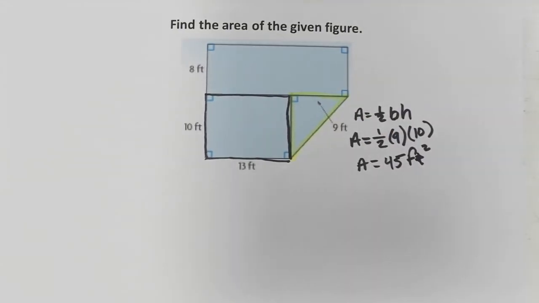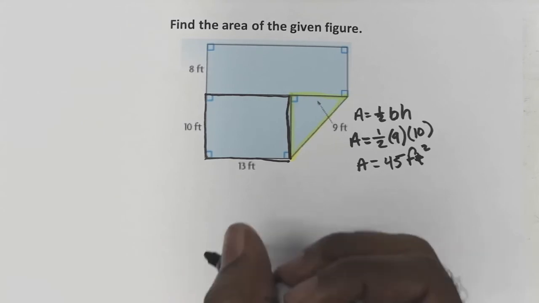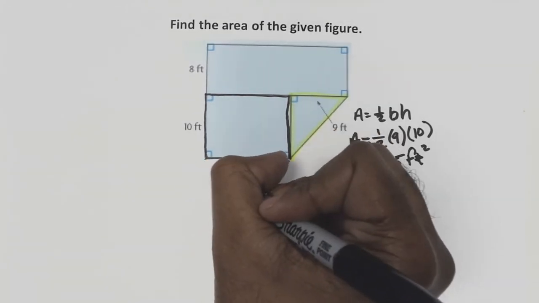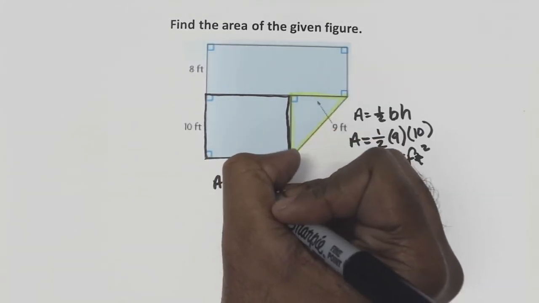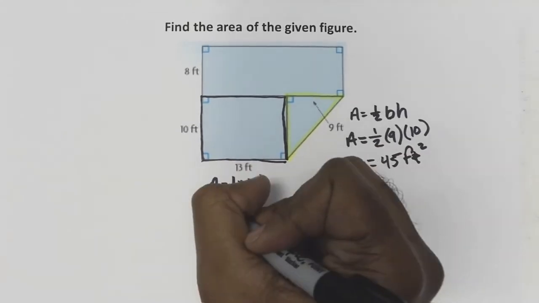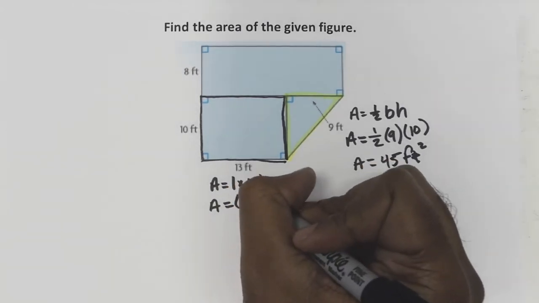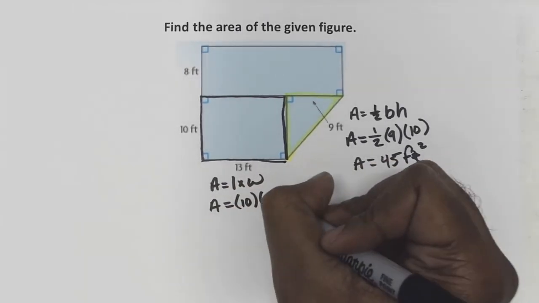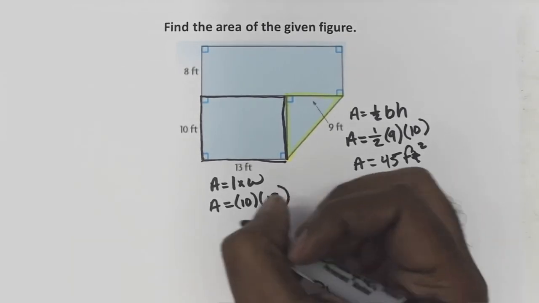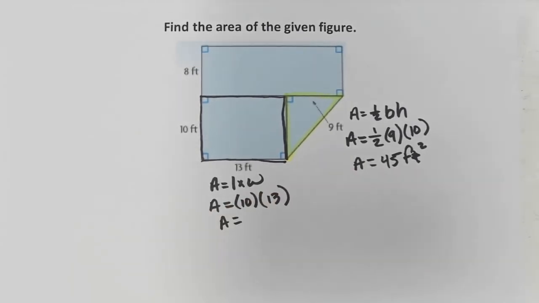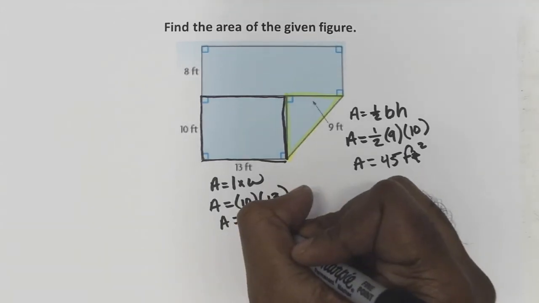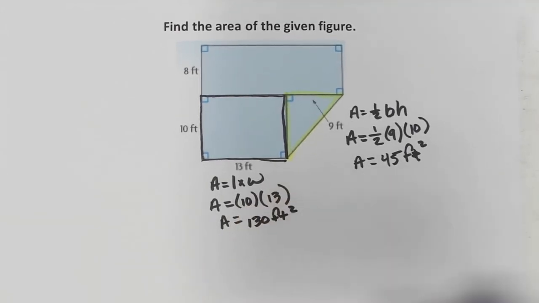So I know that to find the area of a rectangle is area equals the length times the width. So what do I want to substitute for my length? 10, and my width, 13. So my area of this rectangle is 130 feet squared. Good job. So we have one more figure to work with. So now let's find the area of our second rectangle.